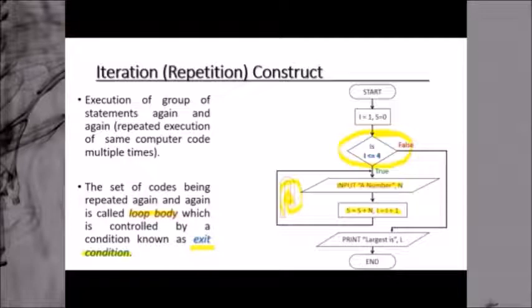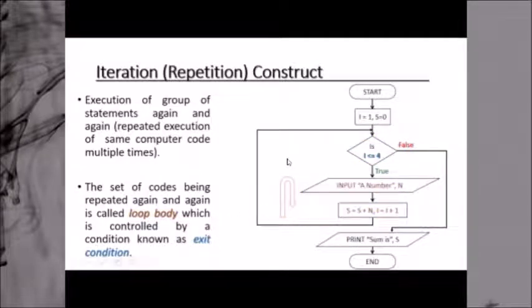So here what happens? We start the program. Initially the value of I is equal to 1, and sum is equal to 0. We enter into the loop. How? Is 1 less than or equal to 4? Yes. We were talking about this particular program and the flowchart was wrong, so I have corrected the flowchart now.